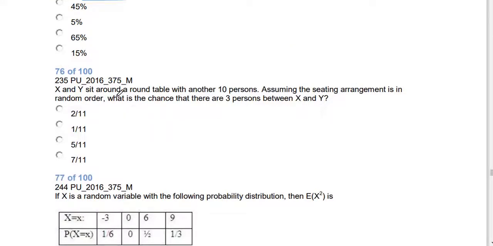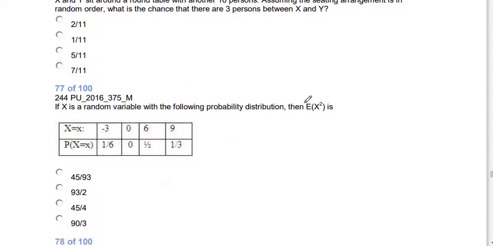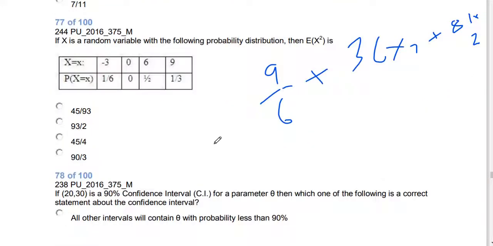X, Y, and Z sit around a table, assuming that the arrangement is random, you can do this question. Now what we expected, expected value of x square, we already discussed this question. This will be square 1 by 6 plus 36 into 2 you got here plus 81 multiplied by 3. Then just do this, you can get the answer.